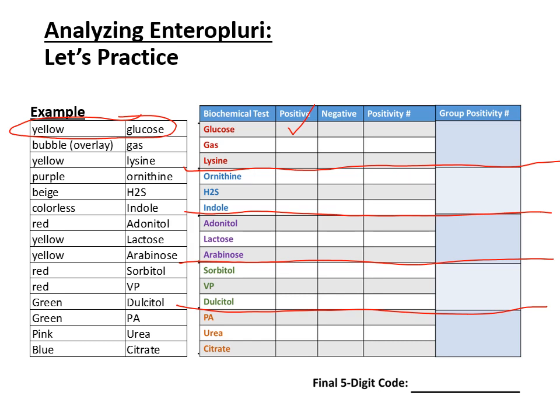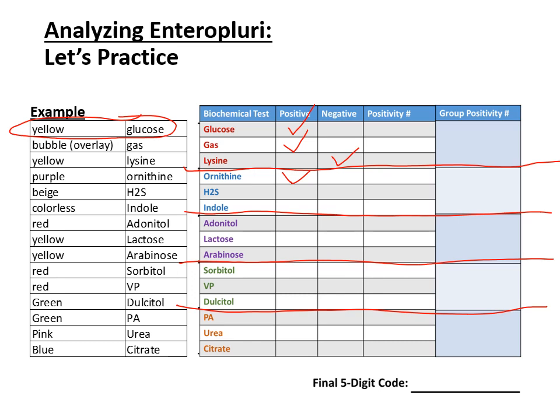For gas, we saw a bubble, which is lifted overlay, or wax. So that is also positive when you see a bubble. Lysine stayed yellow, so that's negative. Again, you could look at the chart that I had a few slides before this when you're analyzing. You don't have to memorize what is positive, what's negative. Ornithine is purple. Sorry, that's positive. H2S and indole both remained regular beige colors.